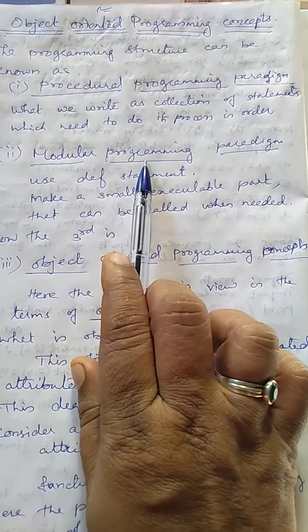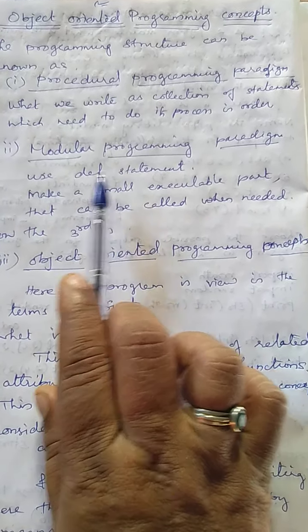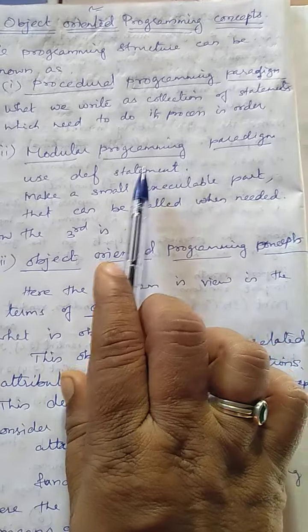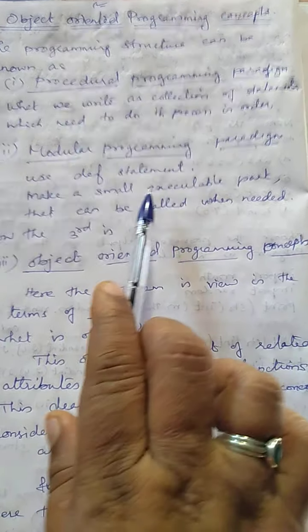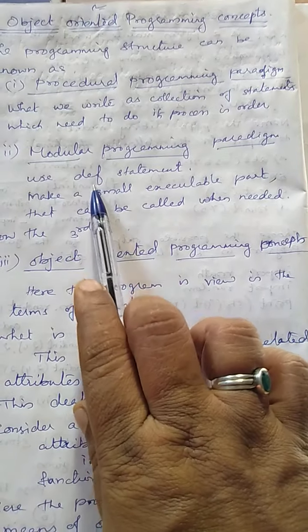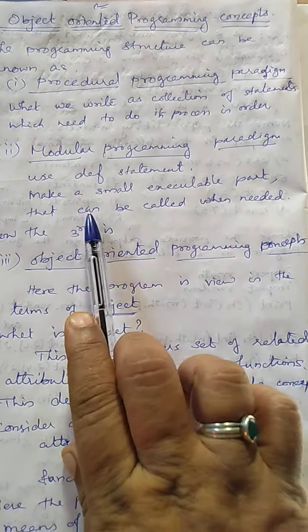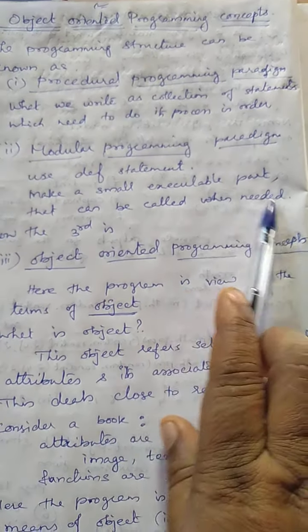The next structure is known as the modular programming paradigm. The modular programming paradigm refers to using the def statement. Here we use def and a function name, then a colon, followed by the set of processes which need to be done when we call this def statement. It makes a small executable part that can be called when needed.